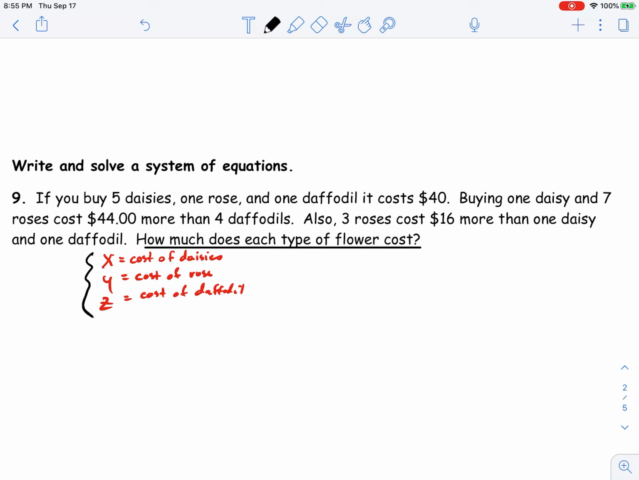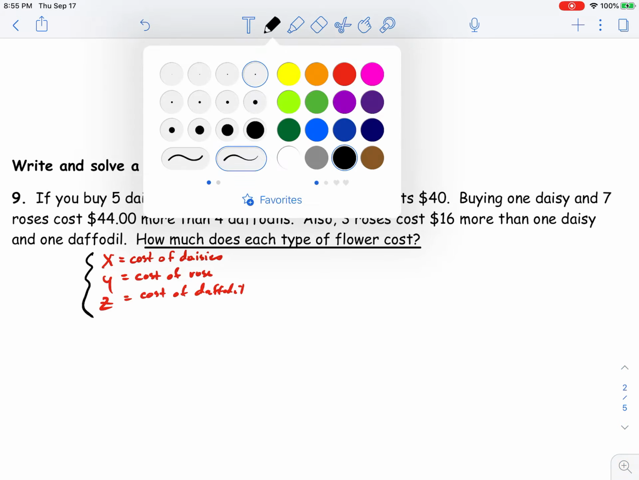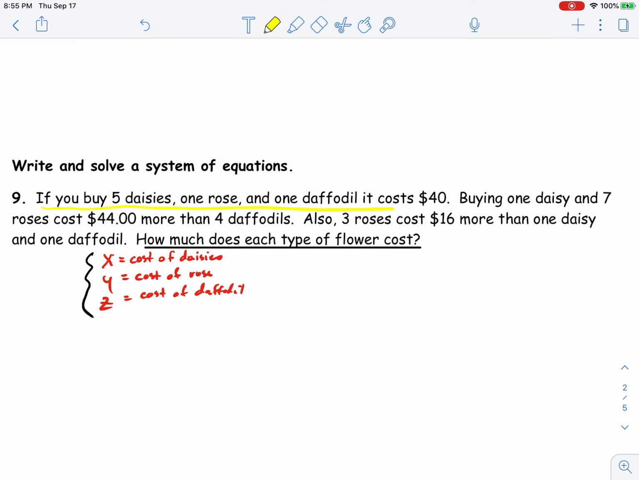X is the cost of daisies, Y is the cost of the roses, and Z is the cost of the daffodils. And now I'm just going to take each problem one at a time and try to write an equation. It says 5 daisies. So the cost of 5 daisies is 5 times X. The cost of 5 daisies, 1 rose and 1 daffodil, is $40. There's my first equation.